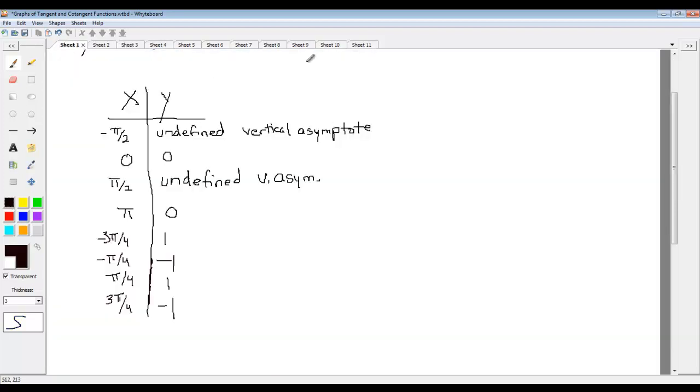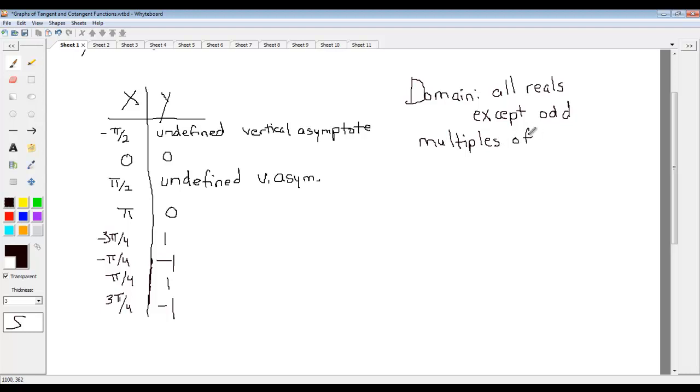So, a little bit more about this. The domain for this is all reals except odd multiples of pi over 2. The range is all reals.